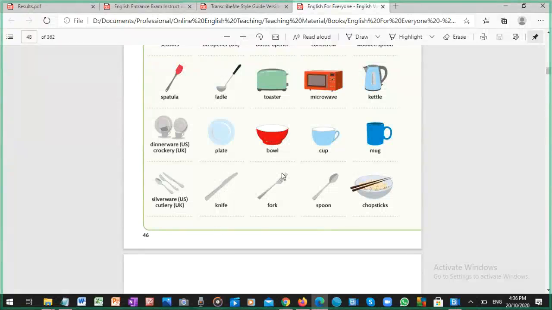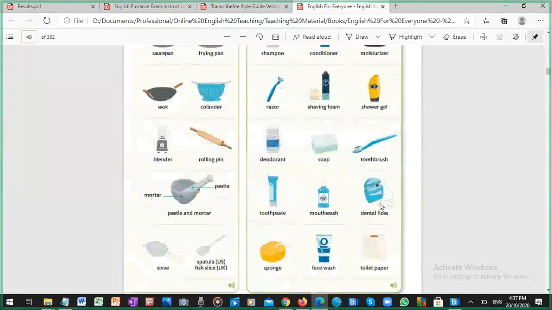So, a knife, a fork, and a spoon are called cutlery, or silverware. Well done. Then we have chopsticks. All right, well done.